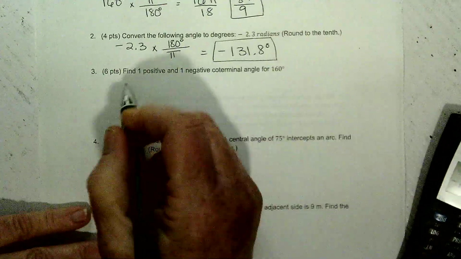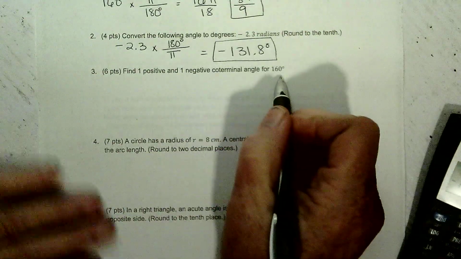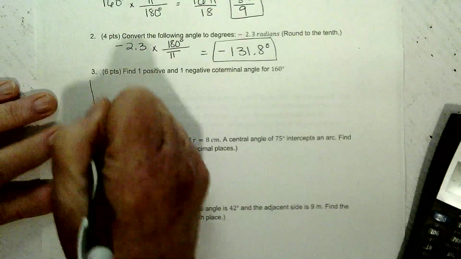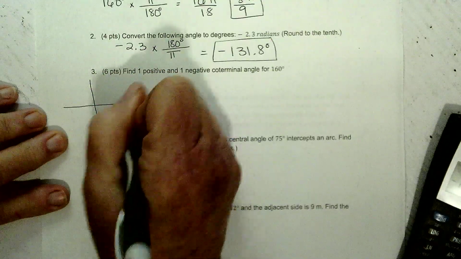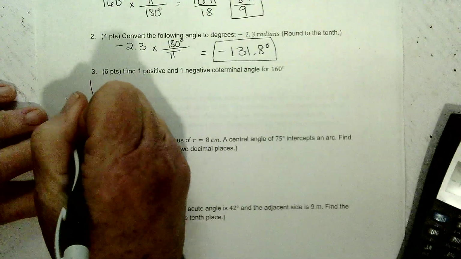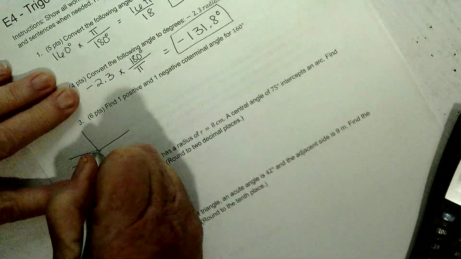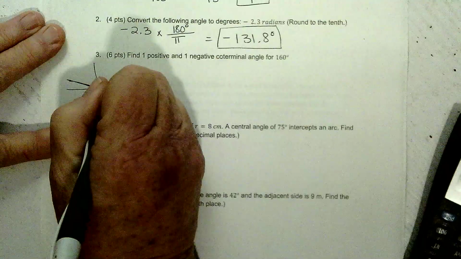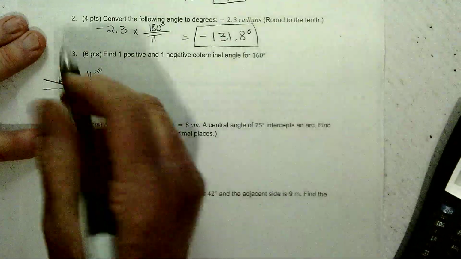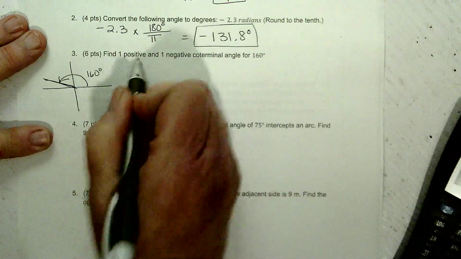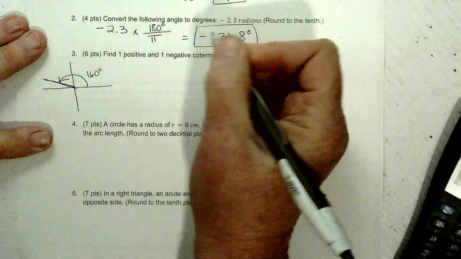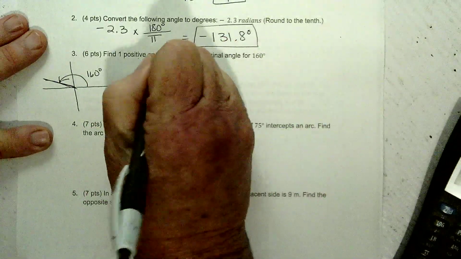All right, find one positive and one negative coterminal angle. So all I need to know is, I don't even need to know which quadrant we're in. I just need to know where we're in or around. So it's probably right about, well, if I could draw a straight line, it's probably right about there. Okay, so to find one positive, I just need to add 360 to my 160.